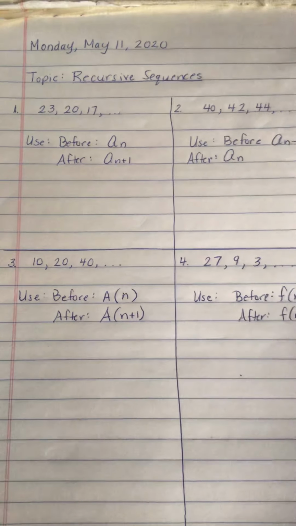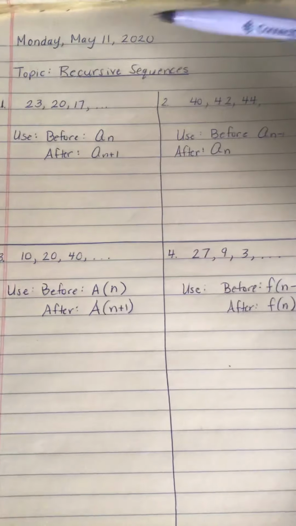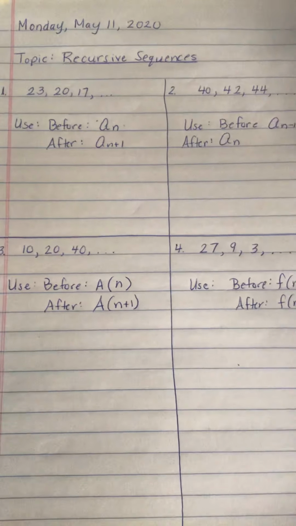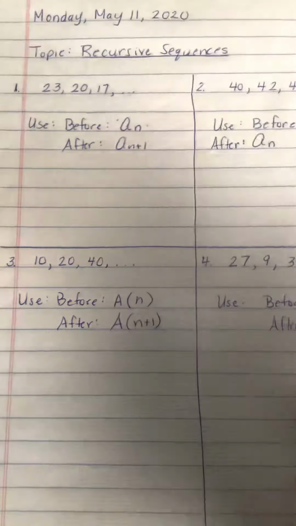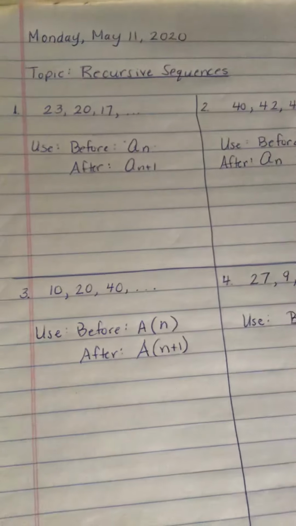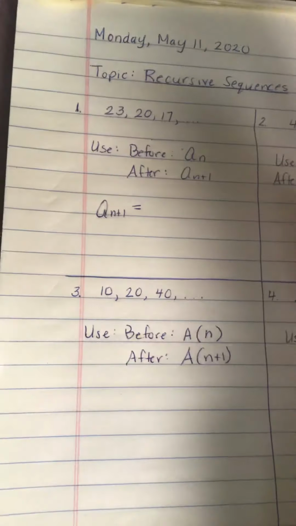Okay, so the first one, we're going to do a recursive sequence. We're going to use the before, a sub n, and the after, a sub n plus 1. So pause it and try it yourself first. All right, you're back. So the after is going to be by itself because you're going to do something to the before to get the after. So the after is a sub n plus 1 equals, all right?